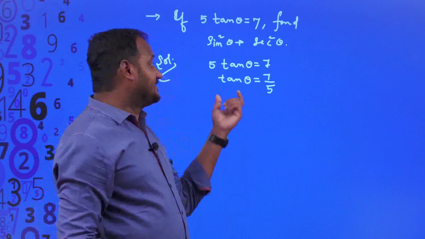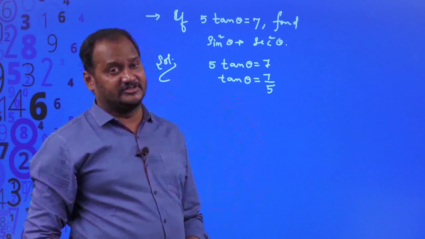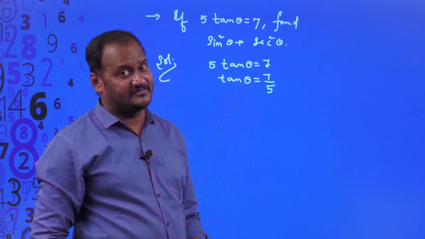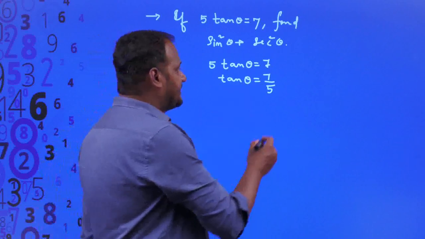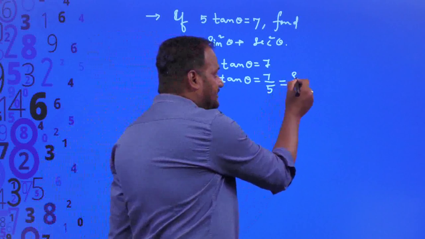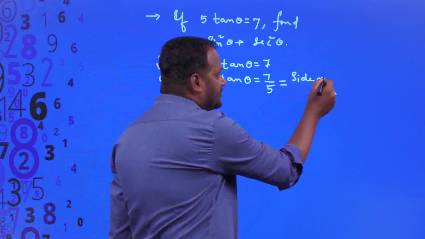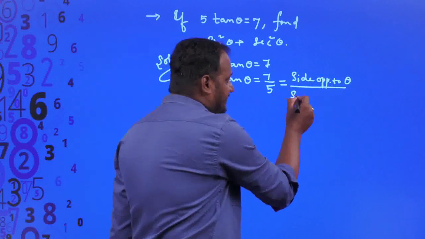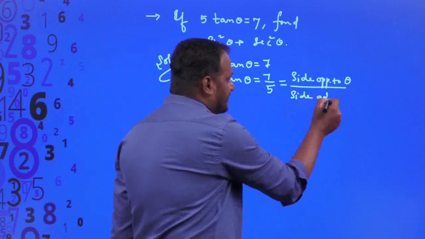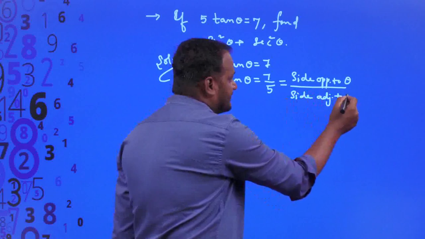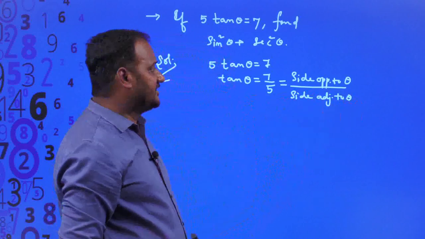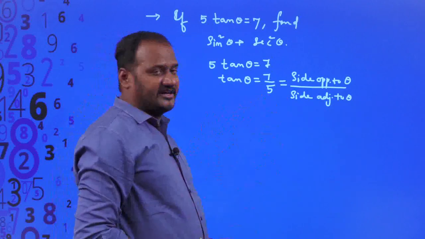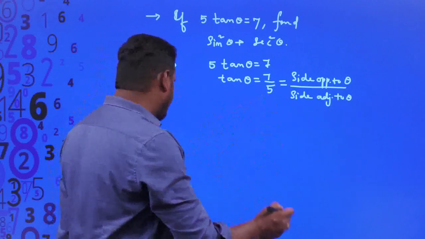Since tan theta is a ratio, now you can equate 7 divided by 5 with the definition of tan theta. What is the definition of tan theta? It is equal to side opposite to theta divided by side adjacent to theta. So that is why we can equate 7 divided by 5 with side opposite to theta by side adjacent to theta. Now let us frame a triangle.